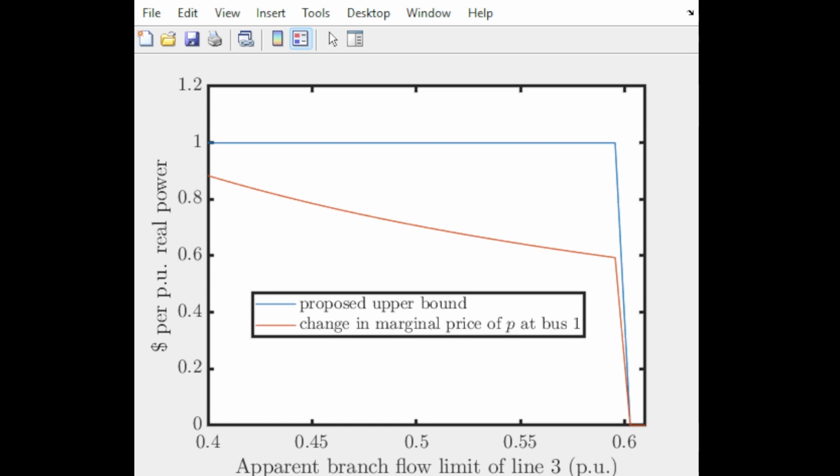As we can see, the line stops binding at slightly higher than 0.6 per unit of apparent power flow, and at that time both the real price as well as the upper bound converge to 0.